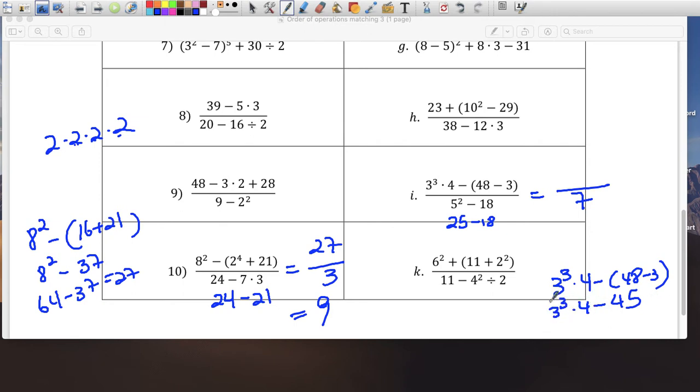So now let's take care of the exponent. 3 to the third power is 3 times 3 times 3, which is 27, times 4 minus 45. And 27 times 4 equals 108. 108 minus 45 is going to be 63. So this whole top has a value of 63. And 63 divided by 7 is just equal to 9.